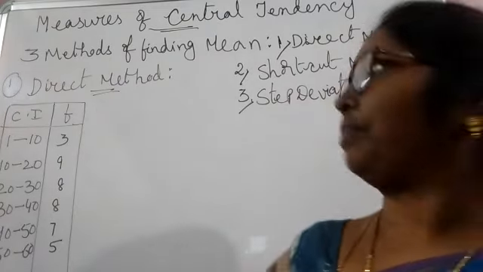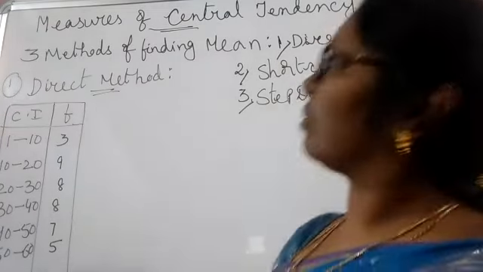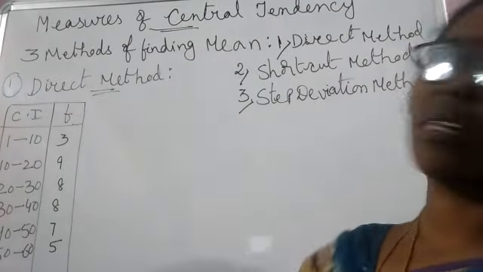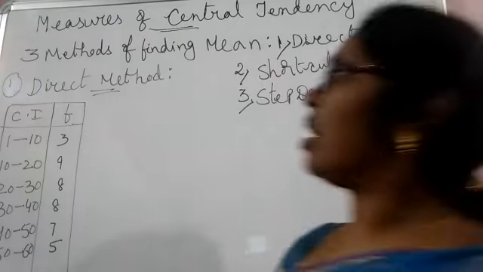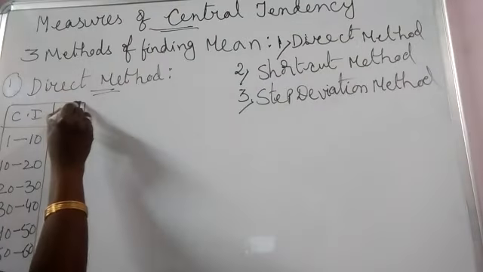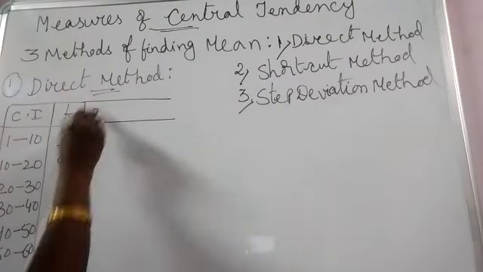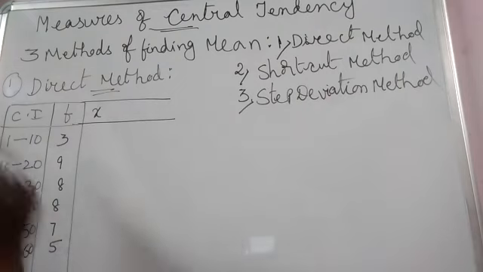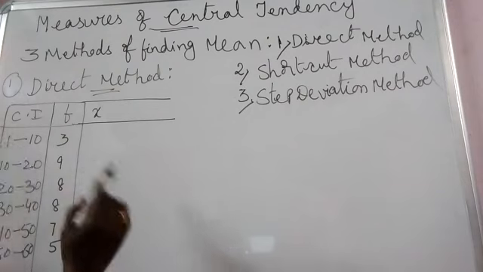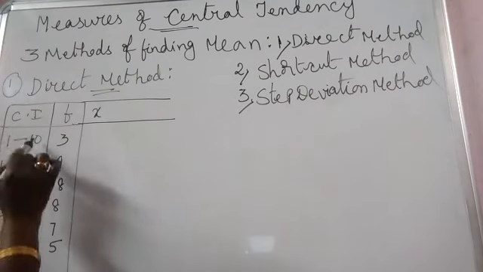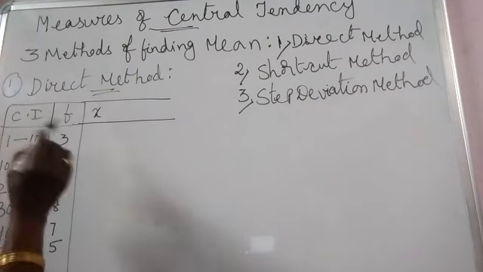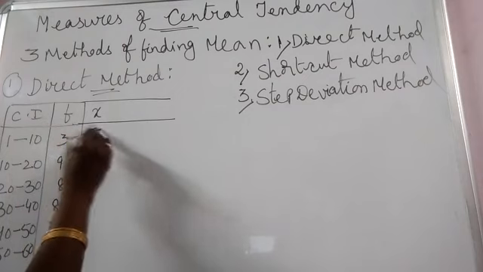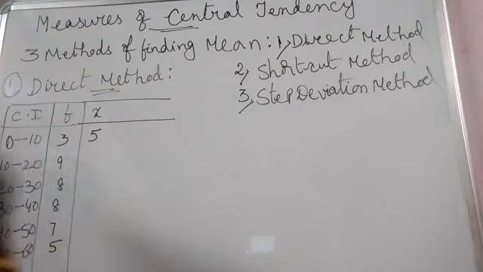Let us learn. In order to find the mean by direct method, we have to find the class marks of each class interval first. Let us take it as x. The class mark of each class interval is the midway of the class interval. In between 1 and 10, the class mark is 5. Let us make it 0.